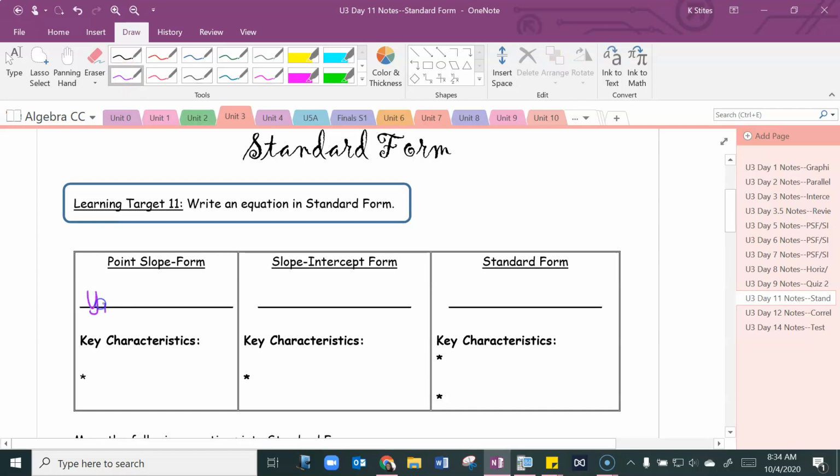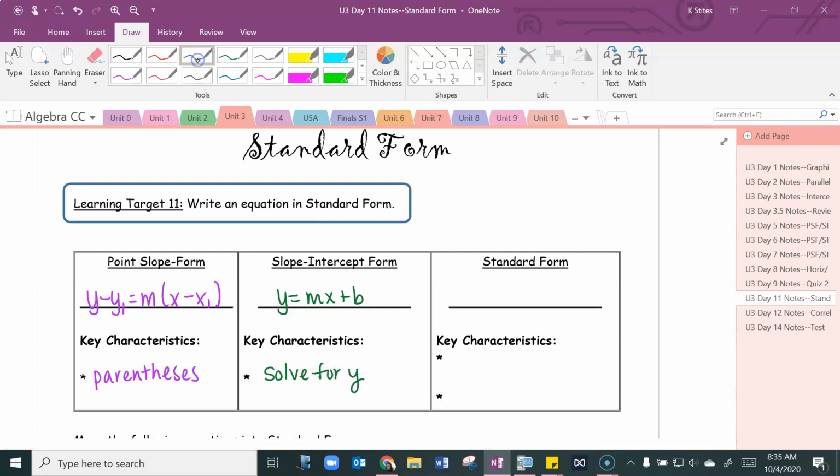Point-slope form looks like this: y minus y1 equals our slope, and then parentheses, x minus x1. The key characteristic we know is that we have parentheses. Next we have slope-intercept form. This is our y equals mx plus b. Key characteristic is that we are solving for y.